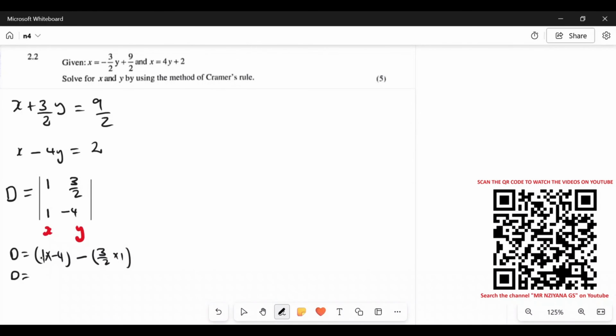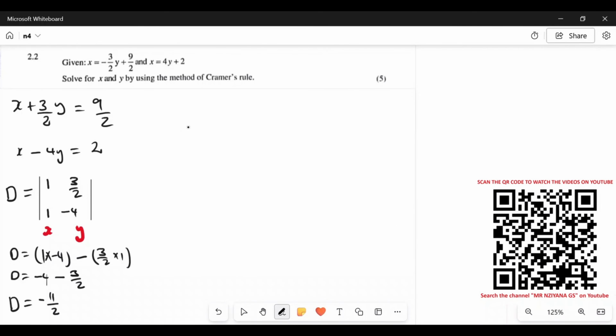On the first one here, we have 1 multiplied by negative 4. This is going to give us negative 4. And then minus 3 over 2 multiplied by 1, which gives us 3 over 2. Then if you put this on your calculator, your determinant D is going to give you negative 11 over 2. You're going to use it later when calculating x and y. Let's not forget the question says solve for x and y by using the method of Cramer's rule. So this D, we're going to need it a lot.